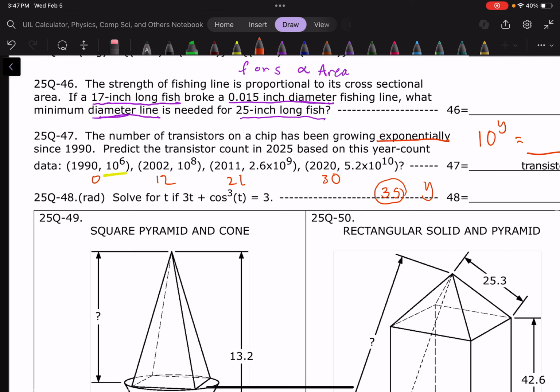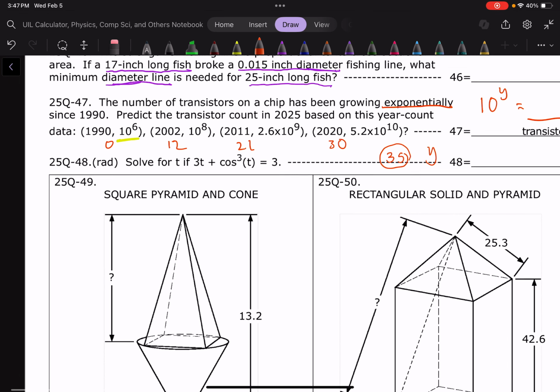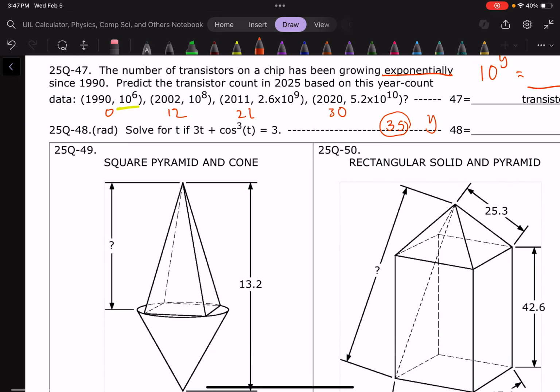Okay. Number 48, thankfully, is a solver. You throw that into your solver and it gives you an answer.